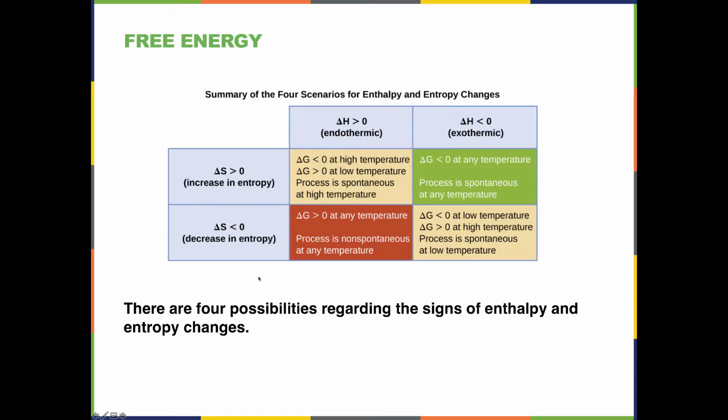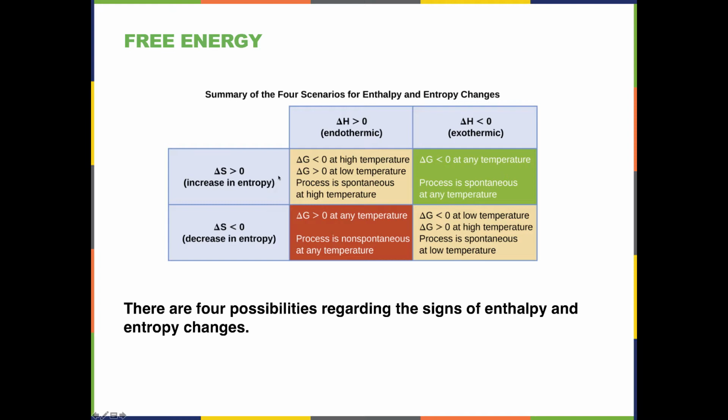Now, as it turns out, if you take all the possible scenarios for enthalpy and entropy, you can get one of 4. You can put those in a 2x2 box. The enthalpy can be positive, that is an endothermic reaction. The enthalpy can be negative, an exothermic reaction. The entropy can be greater than 0, so it's an increase in entropy, or less than 0, that's a decrease in entropy.